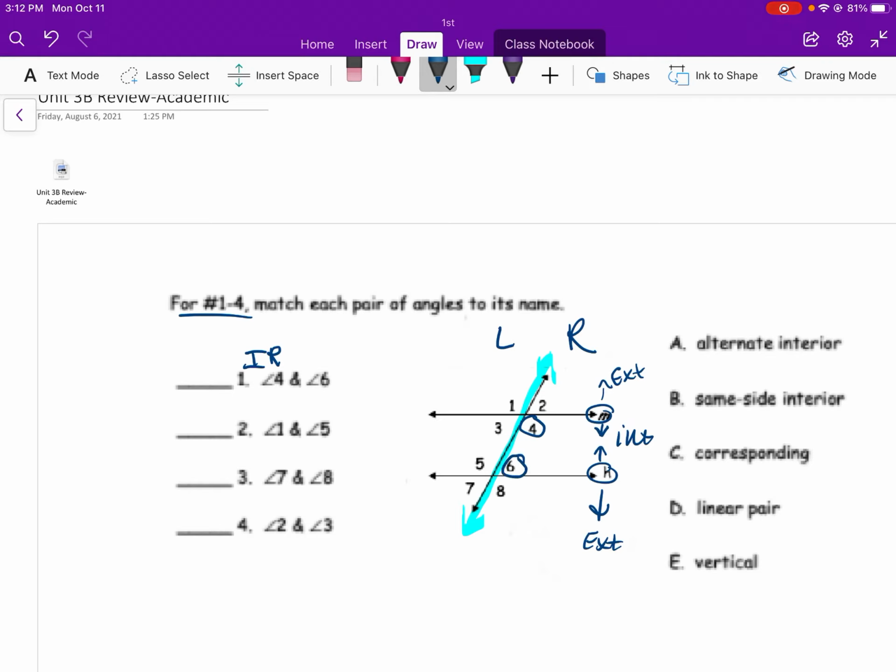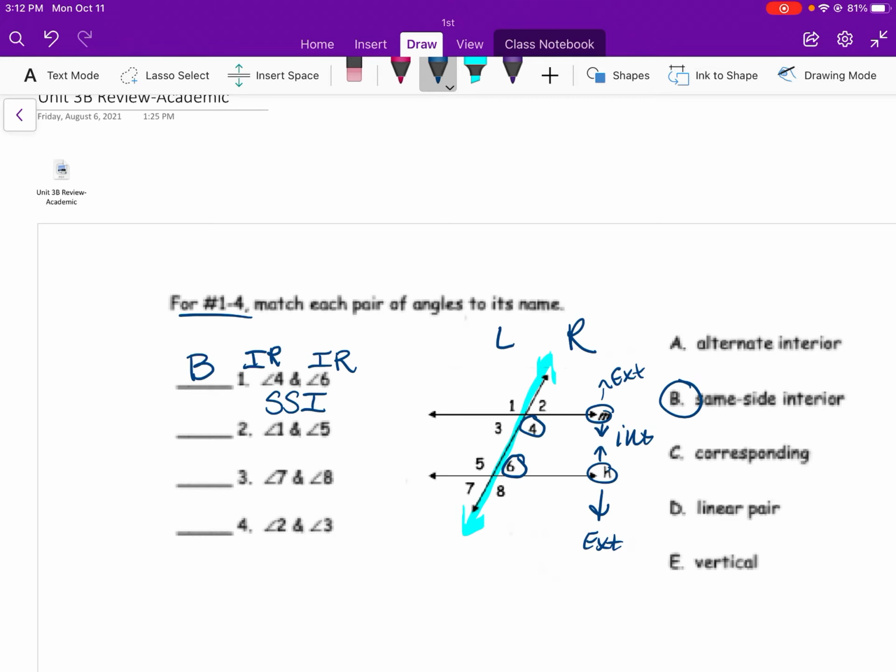We look at angle 6. Well, angle 6 is also on the interior and right of my transversal. So if these are both interior and both on the right, I know these are going to be on the same side of the transversal and interior. So that's B.